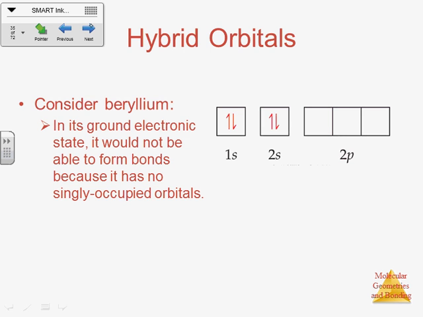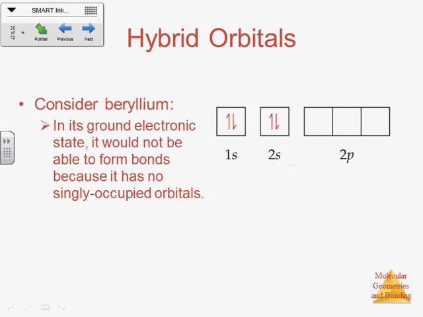In other words, maybe they sort of mix, and the s's and the p's sort of blend a little bit. And then when we get into d's, then maybe even the d's blend a little bit to make these orbitals that are exactly the same, okay? So we've got something like beryllium. And beryllium in its ground electron state would not be able to form bonds because it has full orbitals here, 1s and 2s. Okay, its orbitals are already completely full.